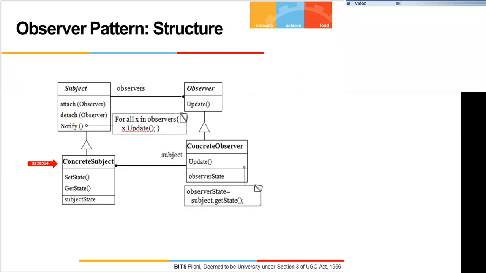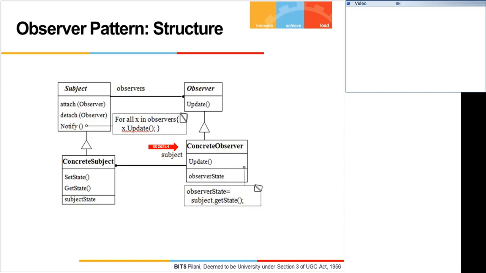Then there is an observer interface. The observer interface has an update method. The concrete observer implements the observer interface and provides implementation for the update method, right? So ideally there are four participants: the subject, the concrete subject which implements the subject interface, the observer interface, and the concrete observer class which implements the observer interface. And let's see an implementation of the same.